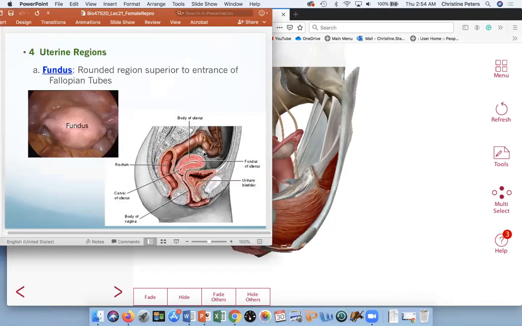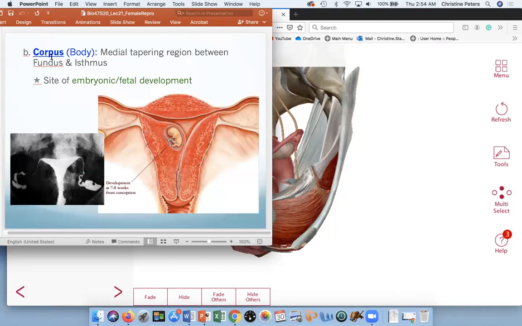All right, so the body is going to be that sort of medial tapering area. This is the most common site for implantation. In fact, it's the best place for implantation to occur because it's further away from the cervix. So you kind of have a nice high implantation. There's a lot of nutrient layers there for the endometrium for implantation to occur. It allows for a really good expansion of the uterus.